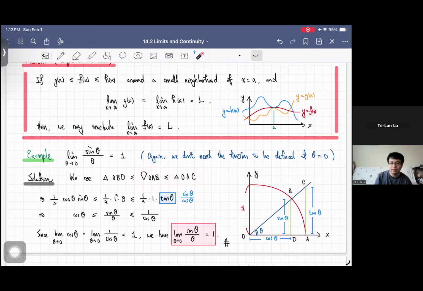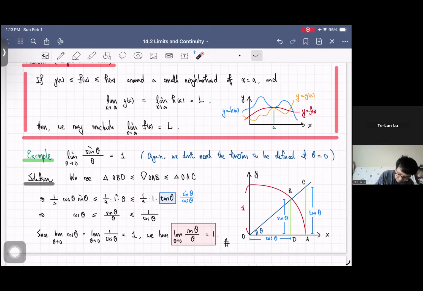And now we calculate these areas using theta. For triangle OBD, it has base cosine theta and height sine theta, so its area is half of base times height. For the sector, recall that the sector formula is half times r squared times the angle theta, so it is half times 1 squared times theta. Last, the triangle OAC has the area of 1 times tan theta divided by 2, where tangent is defined to be sine over cosine, right? So how does this yield the inequality that we want?